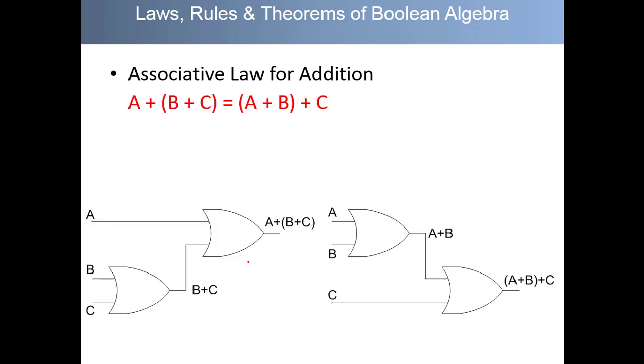Then we discussed the associative law of addition, which states that if a, b and c are three binary variables, then a plus bracket b plus c bracket is equal to bracket a plus b bracket plus c. It means that if we first take the logical OR of B and C and then its result is connected to the input of another OR gate whose second input is A, this produces the same result if we first take the logical OR operation of A and B and then take the logical OR of its result with C.